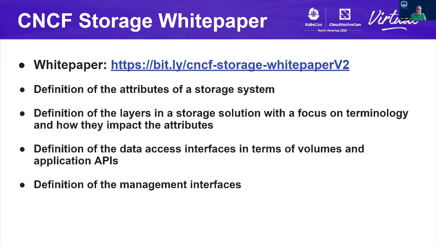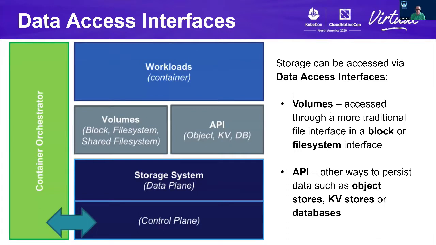And then finally, we review the different data access interfaces in terms of both volumes and APIs and also the definition of the management interfaces. So I've put in a little summary in the next couple of slides to cover off things like the data access interface, which is the way that you persist or access data in the system. We tended to group this in the white paper into two main buckets, the first being volumes, which can include traditional block devices, file systems or shared file systems. And this can be over a variety of topologies, whether it's local, remote or distributed topologies, as well as access to storage via APIs. So for example, object stores or key value stores or different types of databases.